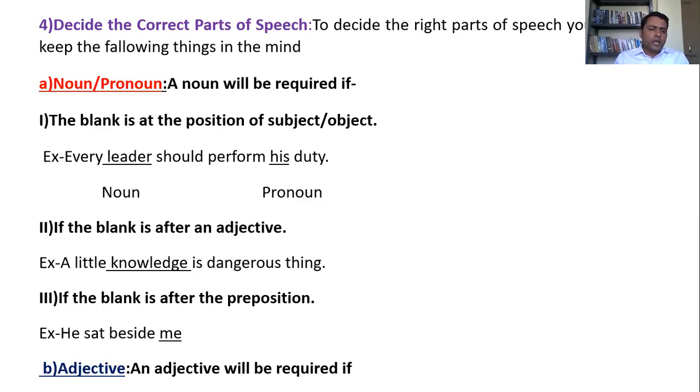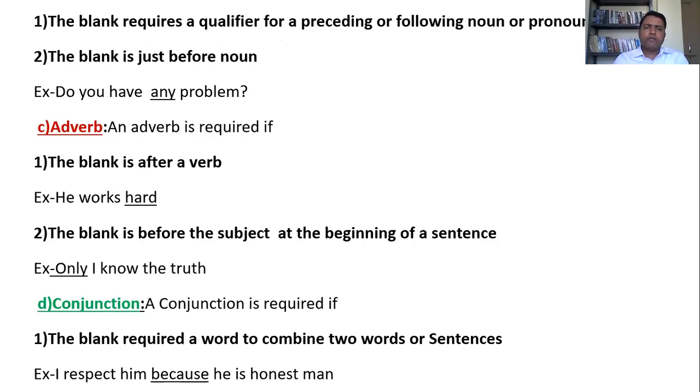Then go through the adjective. An adjective will be required if the blank requires a qualifier for a preceding or following noun or pronoun. The blank is just before a noun. Example, do you have any problem? Problem here is a noun. So any is an adjective. So if the blank is just before a noun, we must use the adjective.